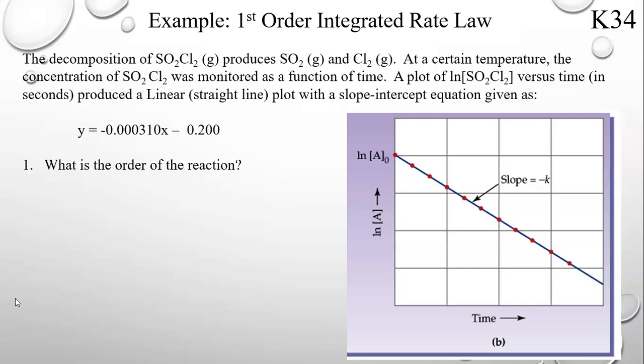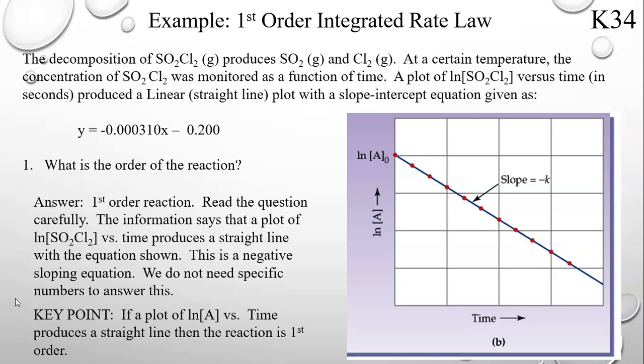Well, you might have guessed it's first order because that's the only one we've talked about so far, but why? The answer is it's a first order reaction. So read the question carefully. The information says that a plot of natural log of SO2Cl2 versus time produces a straight line with the equation shown. This is a negatively sloping equation. We do not need to know the specific numbers to answer this.